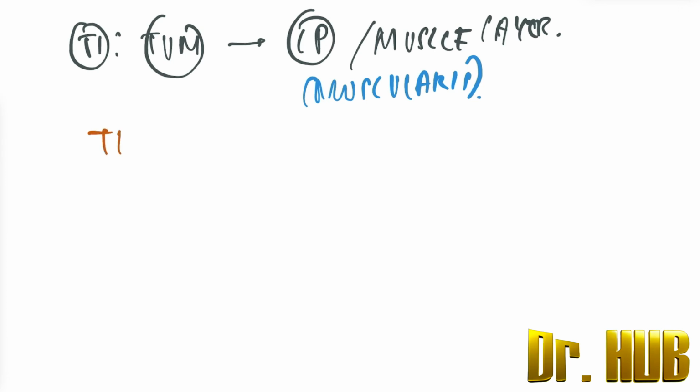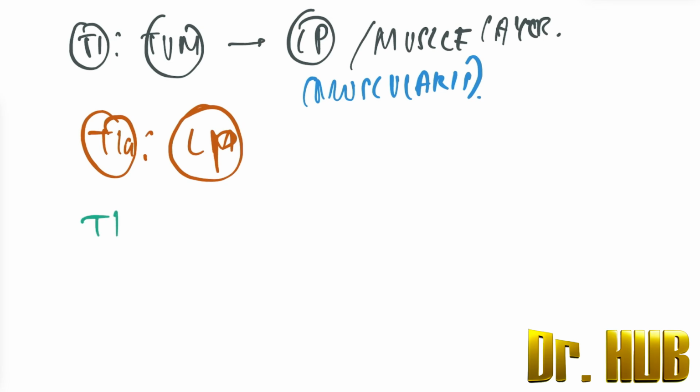Now we deal with the T1a. The T1a means that the tumor invades the lamina propria, the LP. Now when you are focusing on T1b, 1b in particular means it involves the muscular layer.